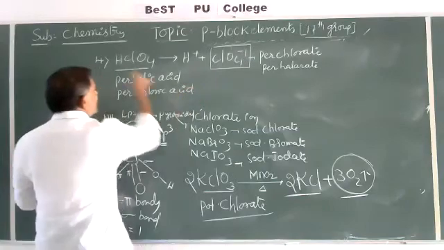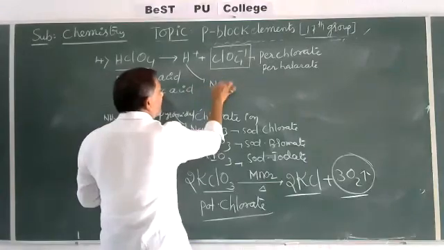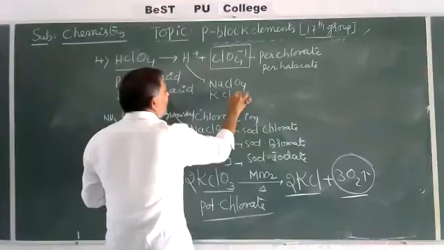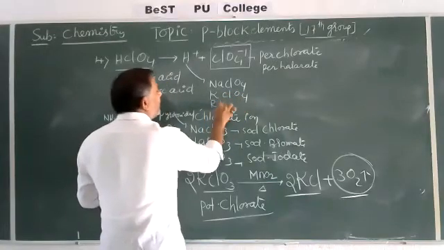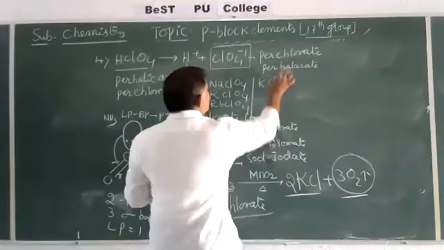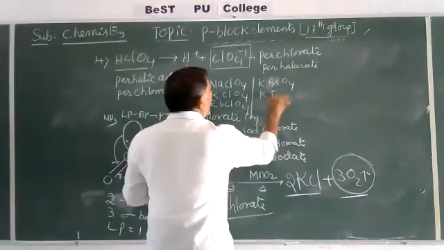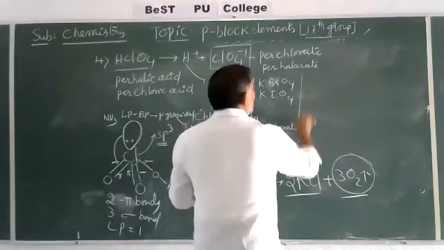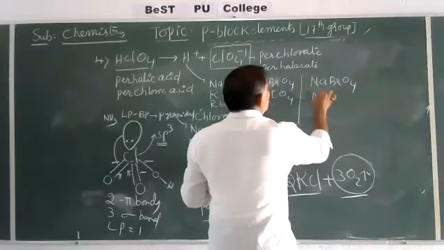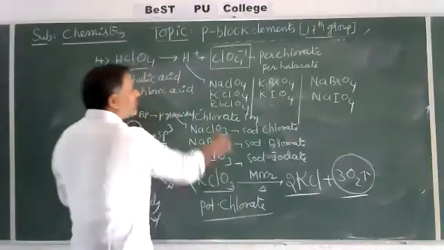Perhaloic acid means your chlorine is used, that is perchloric acid. This perchloric acid ionizes. Instead of this hydrogen ion, we can take NaClO4 or KClO4 or RbClO4. Instead of this, we can take KBrO4 or KIO4, or sodium combination we can take, NaBrO4, NaIO4. What is the name of this?